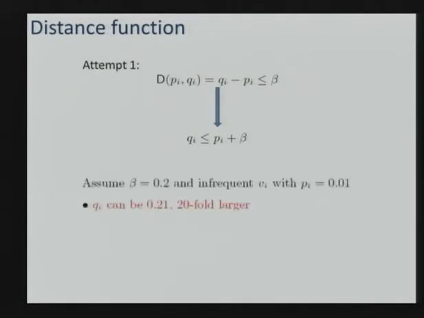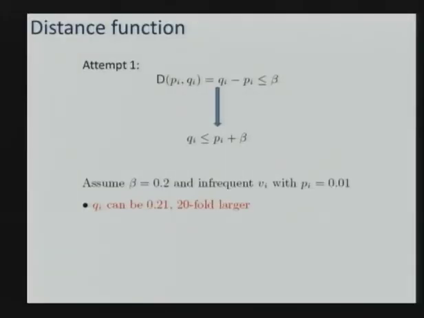However, let's assume that beta is equal to 0.2 and pi, the global distribution of sensitive value vi, is 0.01. By the distance function, we know that qi can be as large as 0.21. From 0.01 to 0.21, the increase is actually 20-fold. So the difference is very big. The conclusion is that we should not use such an absolute distance function.